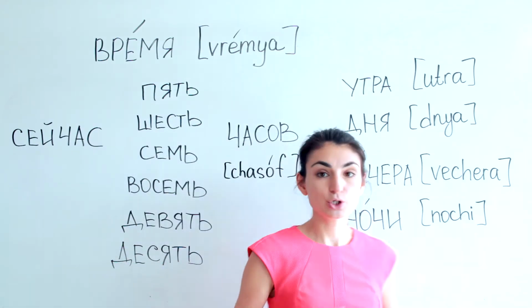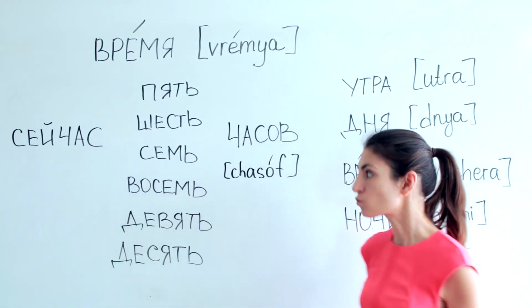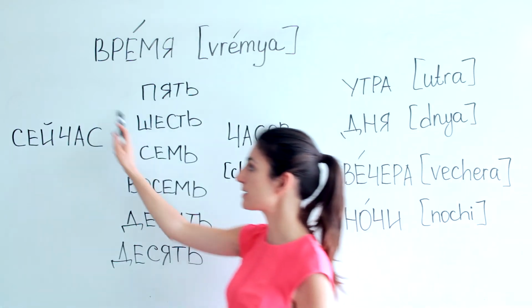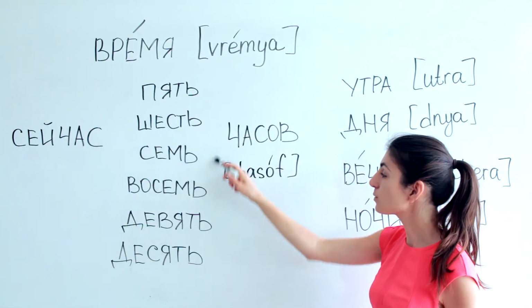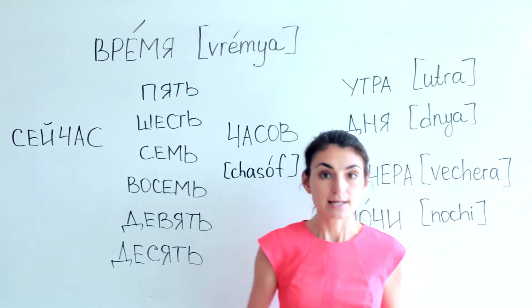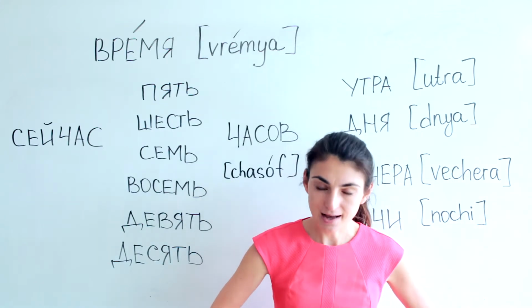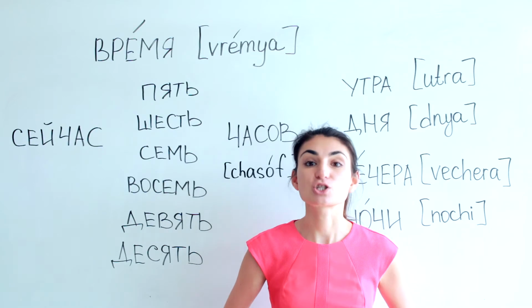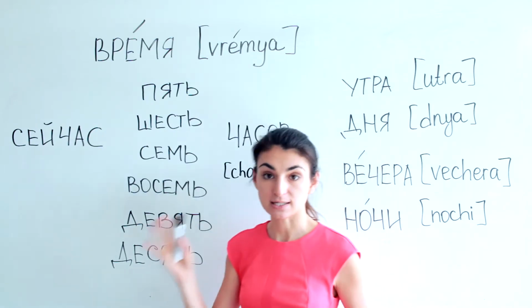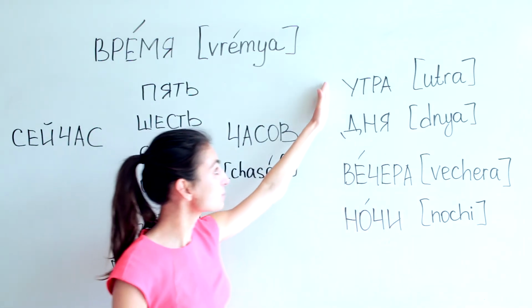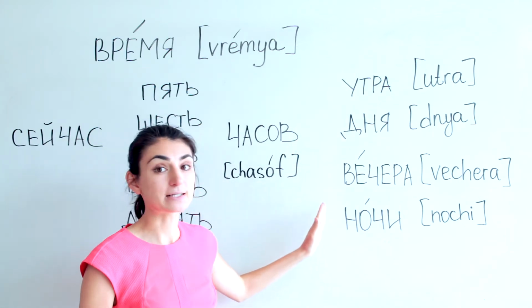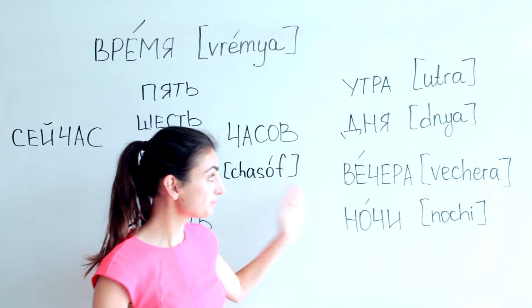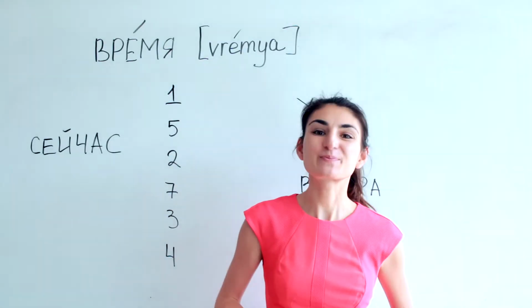So now you see that in the Russian language we have the word now, then we say the number, and then you see sometimes we have час, sometimes we have часа, sometimes we have часов. Now we're going to see it in a second, but also please write out утра, дня, вечера, and ночи. Okay? We are going to practice.